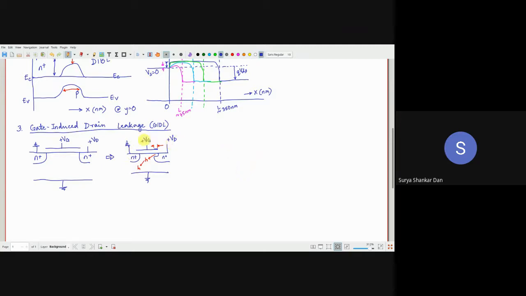Okay, whereas the electrons which are generated, where will the electrons go? These electrons will essentially be absorbed in this N plus region and finally go to this plus VD terminal inside the N plus region. Okay, so why is it a leakage? What do we call a leakage?